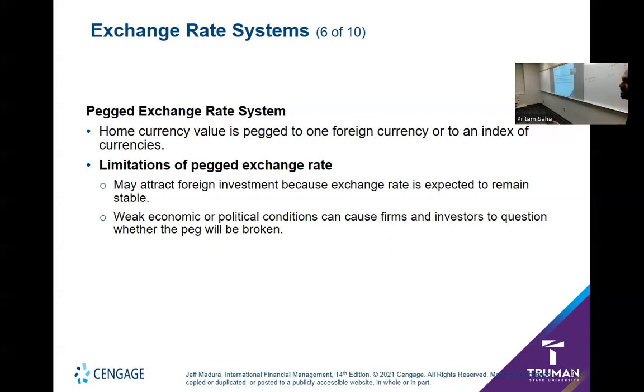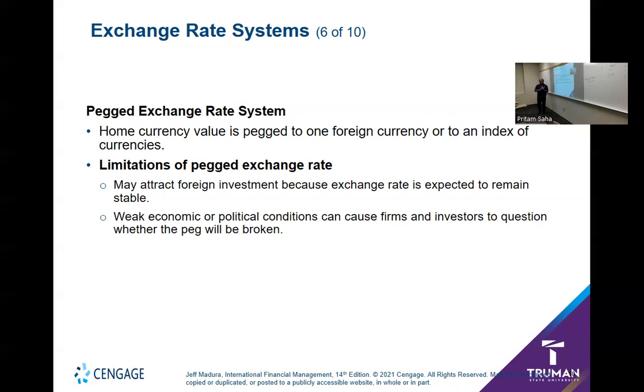So when any country follows a peg, they are actually following one developed country, maybe the US, maybe the UK. Their currency will move in exactly the same direction, with the same magnitude. Why do they want to do that? To attract foreign investments. That's the most important reason.